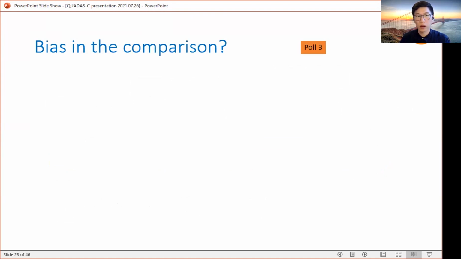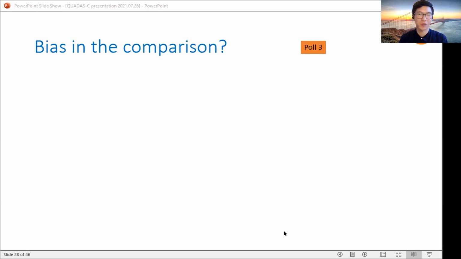I will now talk about what we mean when we talk about bias in the comparison of tests. And now I have a third poll for you regarding this. The question is, if we're comparing 2 diagnostic tests and the accuracy estimates of each of these tests are both biased, is the comparison between them also biased? What do you think? So the majority says yes, and about a third says it depends.